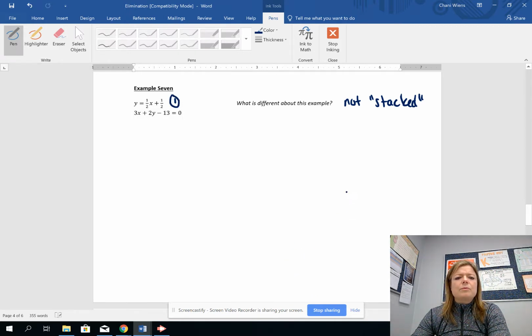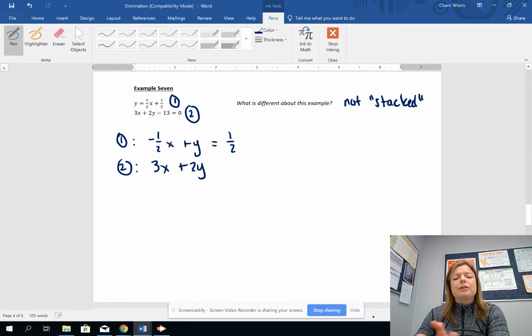So I'm going to call this equation 1 and this equation 2. So with equation 1, I'm going to put the x over here. So minus a half x plus y equals a half. And then equation 2, I get 3x plus 2y, but I want to put the 13 on the other side. So I get equals 13 if I take this minus 13 and move it over.